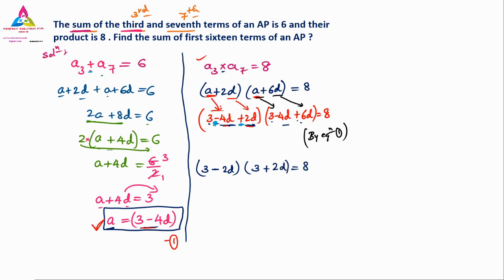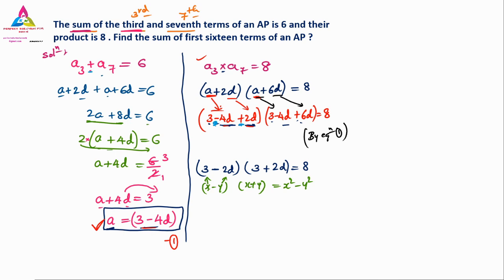Now the next part. Here we have to see this is in the form of x minus y into x plus y. In the previous year you have learned the identity: x minus y into x plus y is nothing but x square minus y square. So in place of x we have 3, and in place of y we have 2D. So we have to substitute and find the answer. It is in the form of x minus y, x plus y: 3 minus 2D, 3 plus 2D.